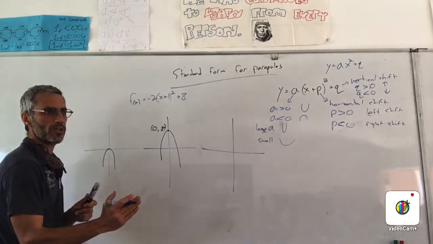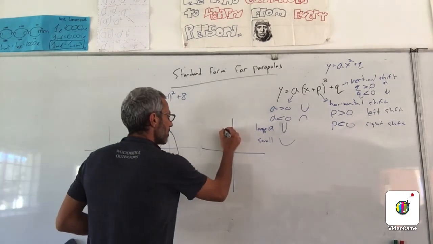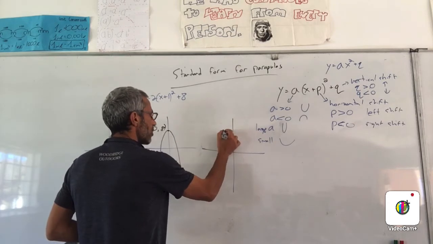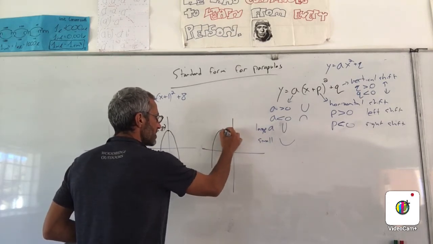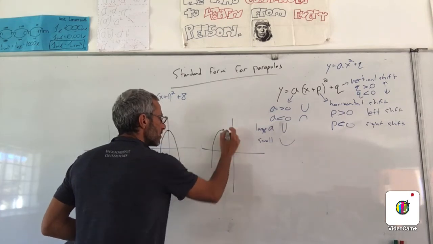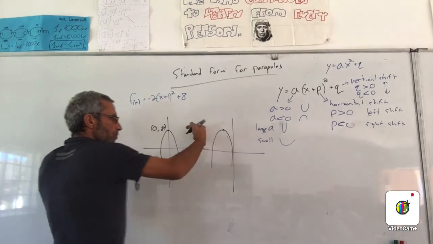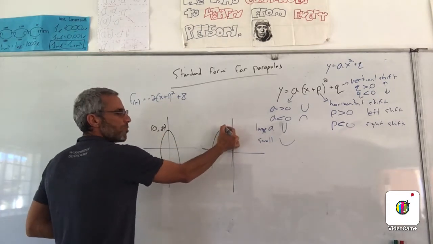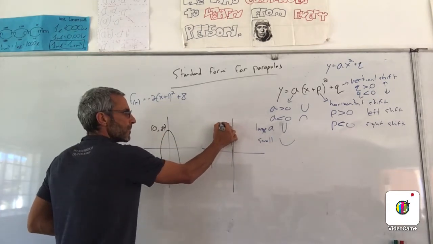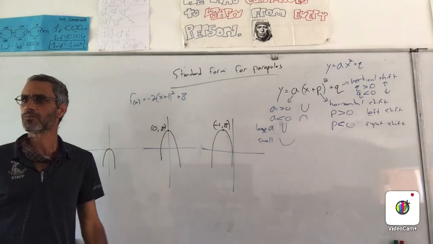To the left, how much? 1. So I'm going to have this point (0, 8) now like this. What will be the coordinate of this point? If it was (0, 8) here, and now it moves 1 to the left, what will be the coordinate? -1. -1, and the y value? 8. If you understand that, then you're sorted.